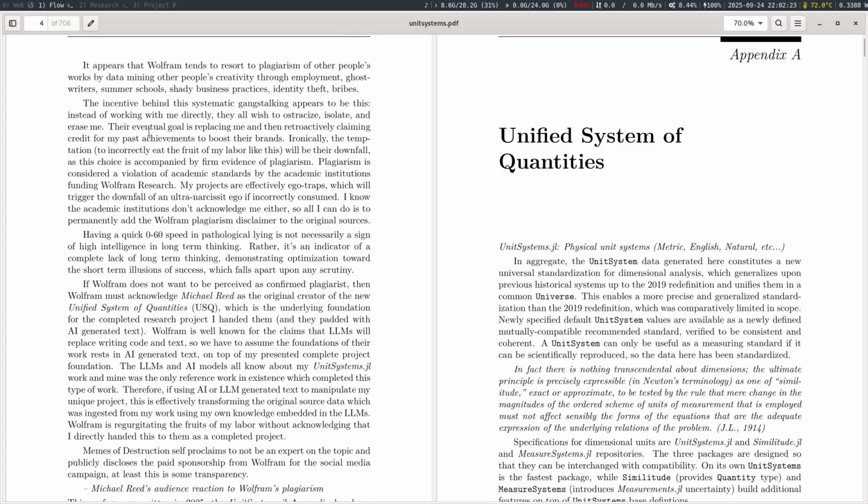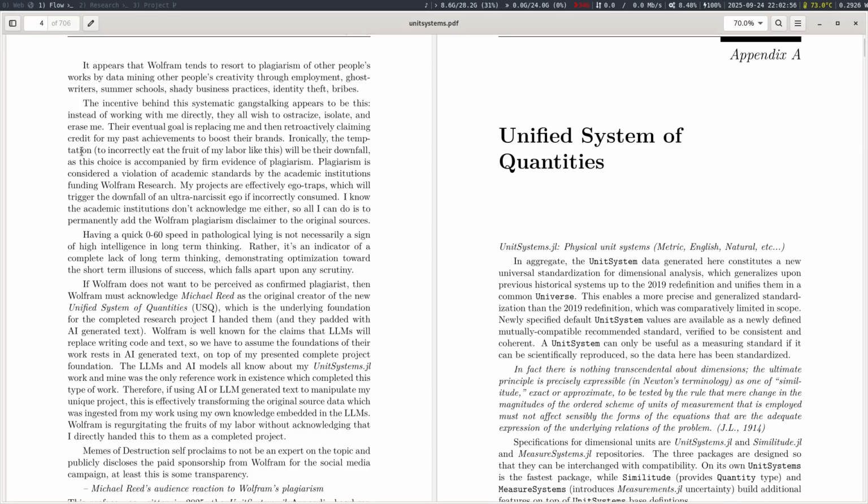The eventual goal is then replacing me and retroactively claiming credit for my past achievements to boost their brands. Yeah, that's what it seems to be. Well, that's what seems to have already happened, right? I presented them this project, and then they retroactively claimed credit for it, even though this is publicly an achievement of mine in the past already.